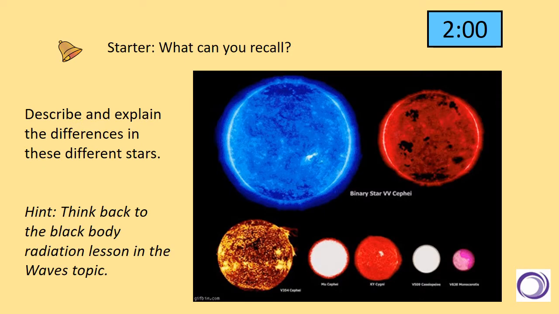Straight away onto the starter then. I want you to describe the differences that you can see in these pictures of stars. If you think back to the black body radiation lesson that's in the waves topic, there was some part of that lesson that did look at stars and black body radiation. I'll give you 2 minutes.